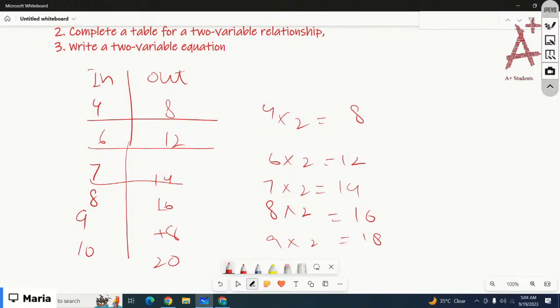You already know how to do input output tables, but now you have to do them with multiplication, division, addition, and subtraction, right? Let's do another example. If you have any question, please ask.